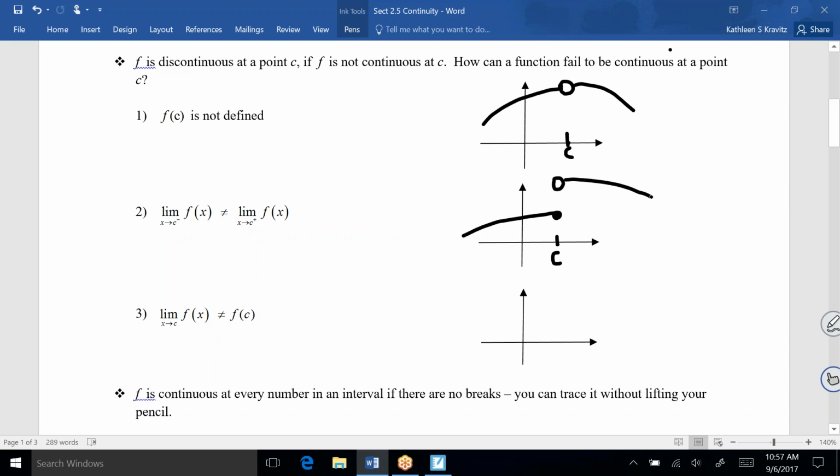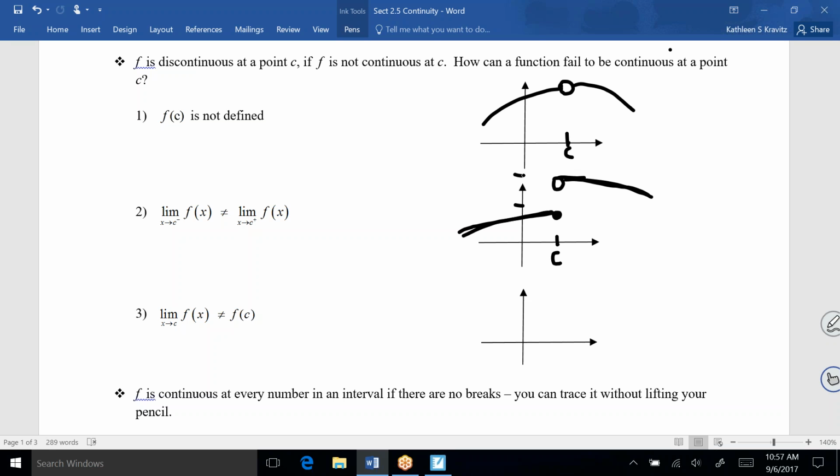And you can see that the limit as x approaches c from the left-hand side is going to be whatever this value is here, and the limit as x approaches c from the right-hand side is going to be whatever the y value is here. So they're clearly not equal to each other.